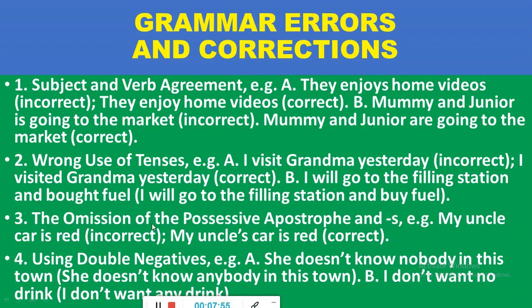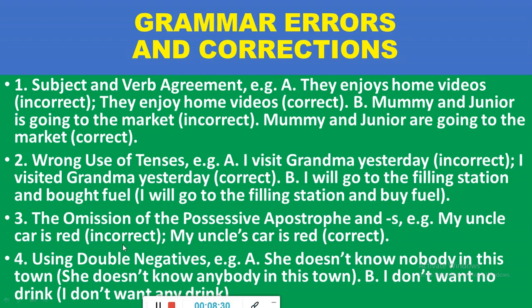Number 3, the omission of the possessive apostrophe and s. This kind of error is common, especially among primary and secondary school students. And of course, a lot of people who didn't have the privilege of being well tutored in the English class. Now, for example, "My uncle car is red."